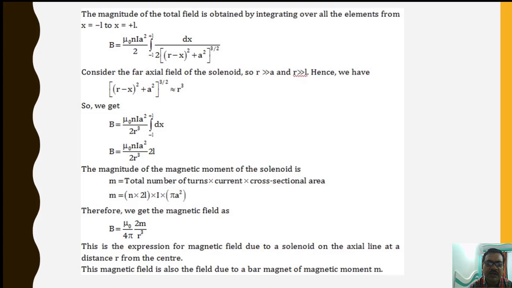Therefore, we get the magnetic field as mu 0 upon 4 pi 2m upon r cube. How come this 4 pi? Just multiply 2 by 2. So B equal to mu 0 upon 4 pi 2m upon r cube. This is the expression for magnetic field due to a solenoid on the axial line at a distance r from the center. This magnetic field is also the field due to a bar magnet of magnetic moment M.